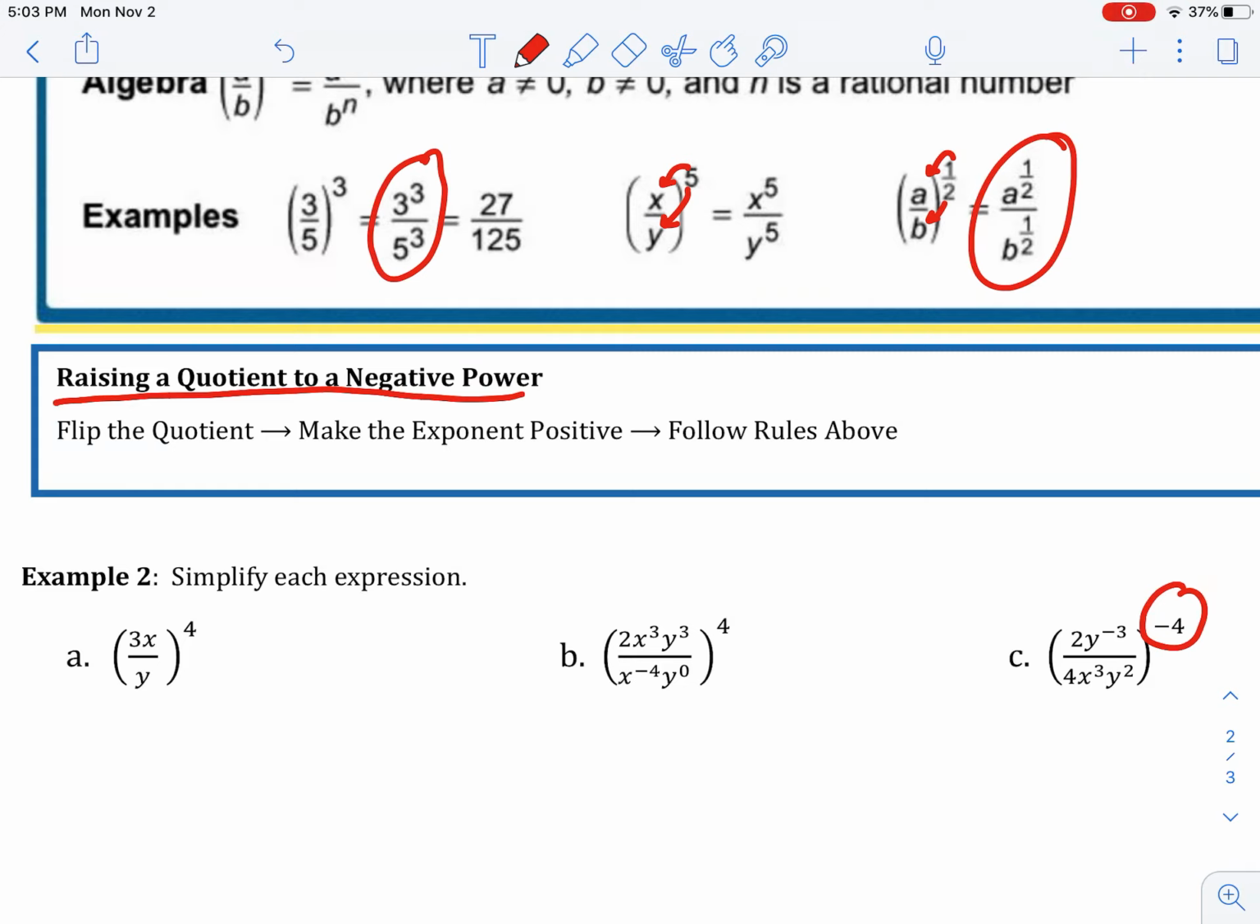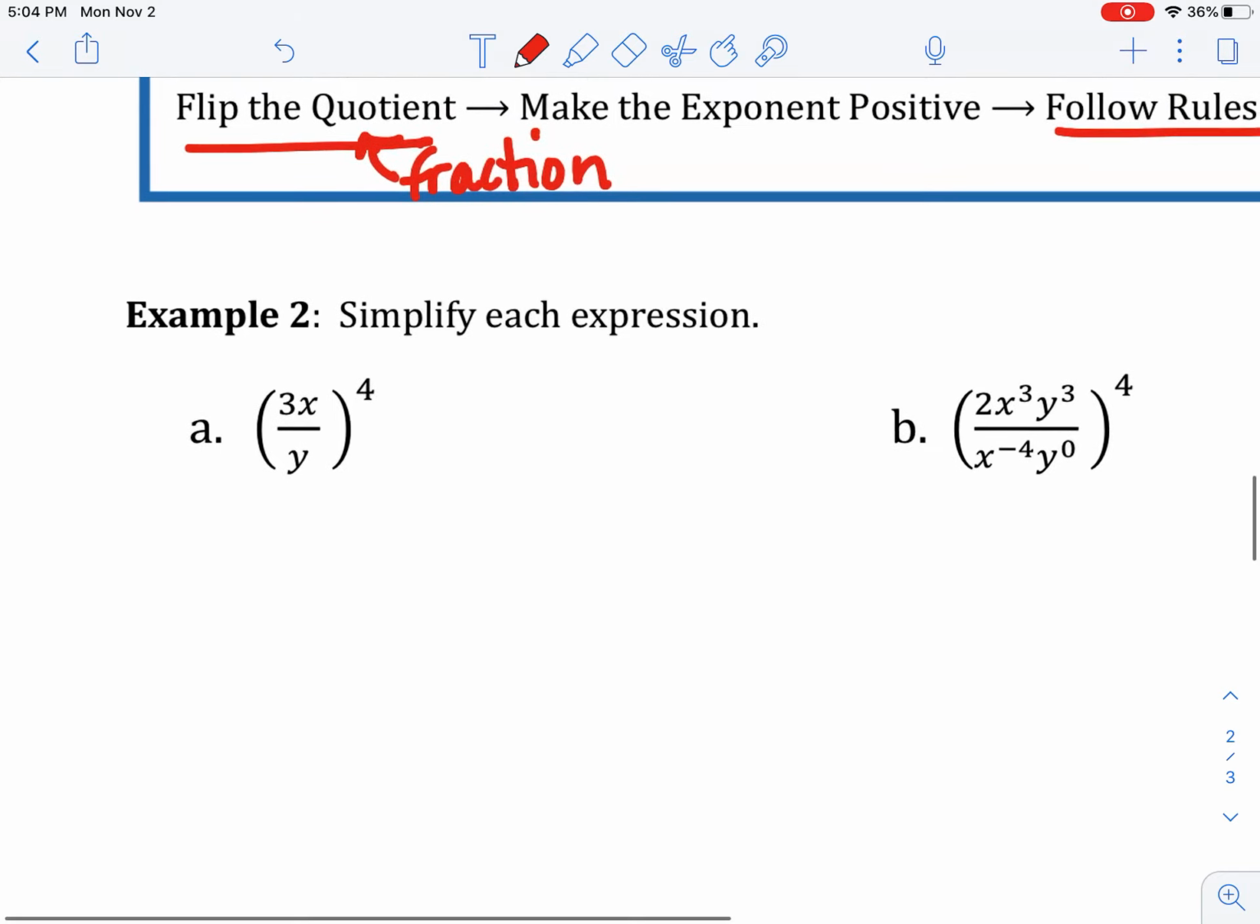So when you have a negative exponent, in order to turn that exponent positive, you could flip the quotient, which just means flip the fraction, right? Remember, quotient is just the fraction. Flip the fraction that's inside the parentheses. That's actually going to turn the exponent to a positive number, and then we'll follow the rules above. So when we get to 2c, I'll show you what I mean. But let's start with 2a.